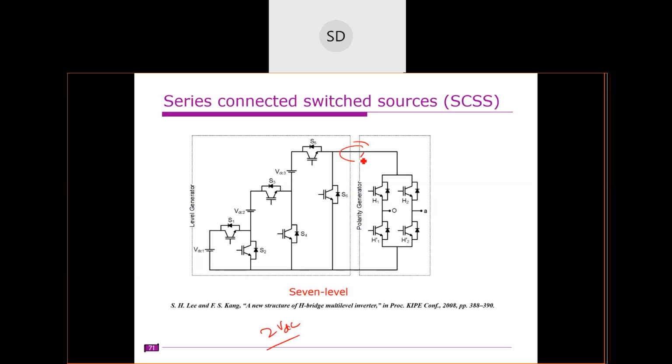It requires the least number of switches. If we compare, it requires only 6 switches, right? But there is a drawback here. What is the blocking voltage of S1 and S2?